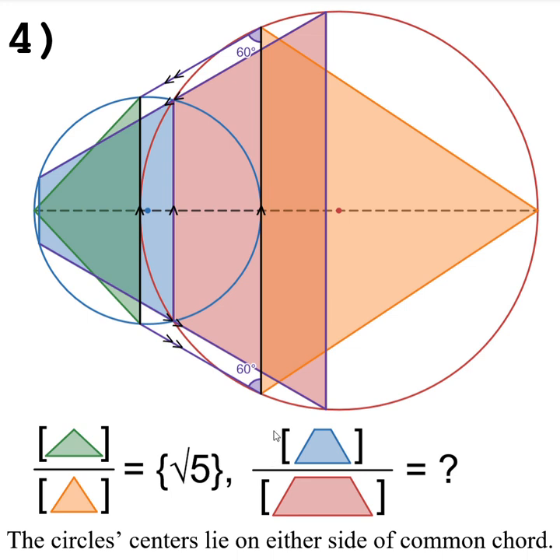And then you have to find the ratio of the area of this blue trapezium and the red trapezium, or the trapezoid. And these trapezoids are formed by drawing lines passing through each intersection point and parallel to these equal sides of the isosceles trapezoid. So that's where they intersect the circle.